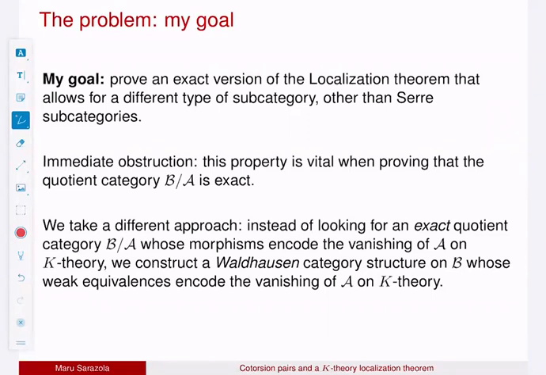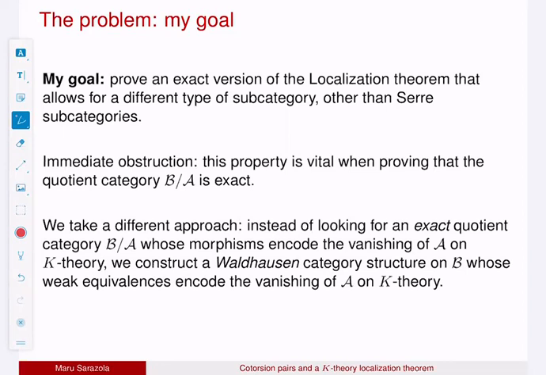So we're going to take a different approach. Instead of trying to look for an exact category that fits into this co-fiber spot in the homotopy fiber sequence, since we can't have that without the Serre condition, we're going to say, well, exact categories are really not the only type of categories that admit a good K-theory machinery. So instead of striving for an exact co-fiber, we're going to try to construct a Waldhausen structure on the category B that's going to fit in the place of this co-fiber.